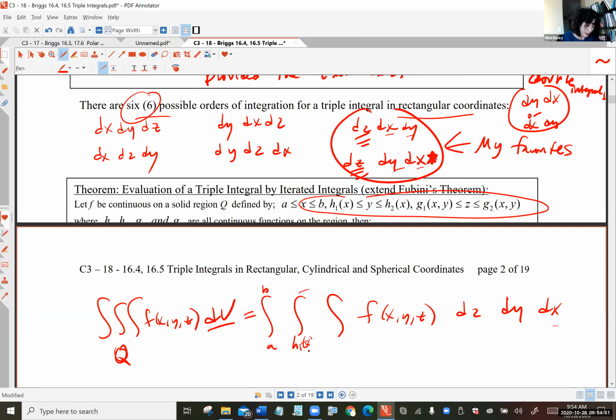So in this case, it could have h1 of x, h2 of x, and then the innermost integral's limits. Remember, it can't match the variable of integration. If we're integrating with respect to z, it could have x's and y's. So how about g1 of x and y, and how about g2 of x and y? Okay, so that would be how you would iterate it.